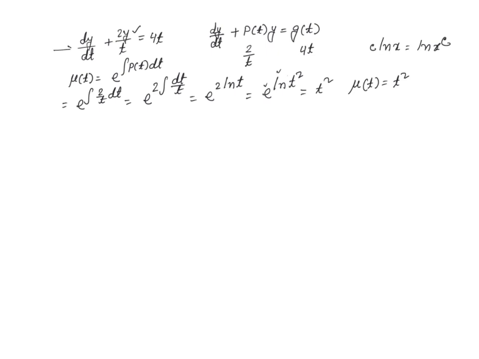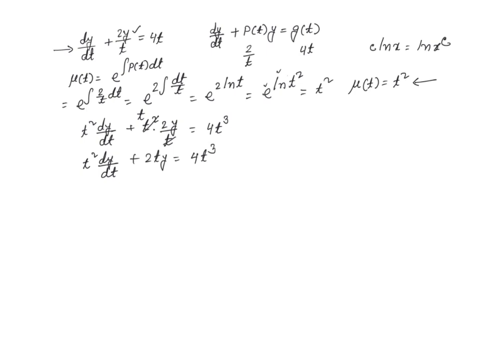Now I'm going to take this equation and multiply it by this integrating factor. That gives me t square times dy over dt plus t square times 2y over t is equal to 4t times t square, which is 4t cube. If I simplify it a little further, it's going to give me t square dy over dt plus, since t goes into t square t times, 2ty is equal to 4t cube.